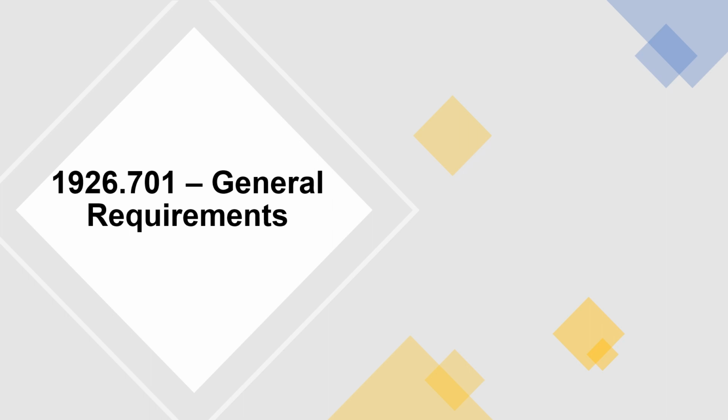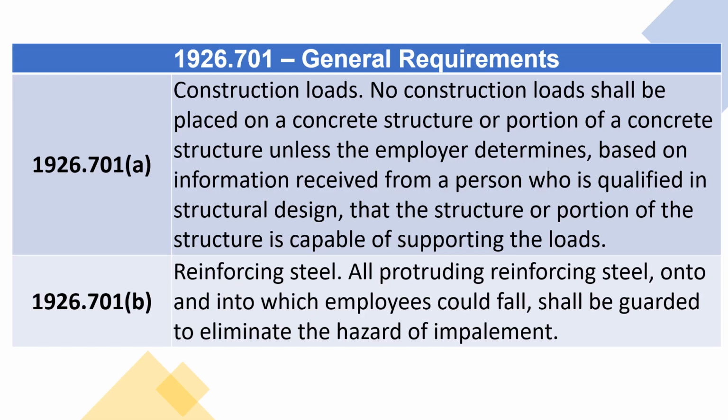1926.701, General requirements. 1926.701(a), Construction loads. No construction loads shall be placed on a concrete structure or portion of a concrete structure unless the employer determines, based on information received from a person who is qualified in structural design, that the structure or portion of the structure is capable of supporting the loads.